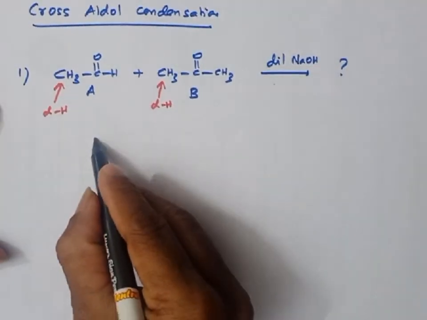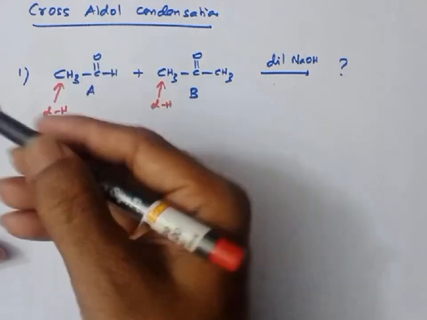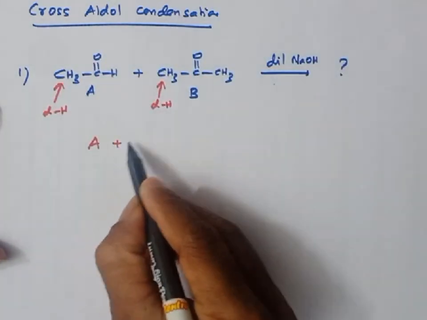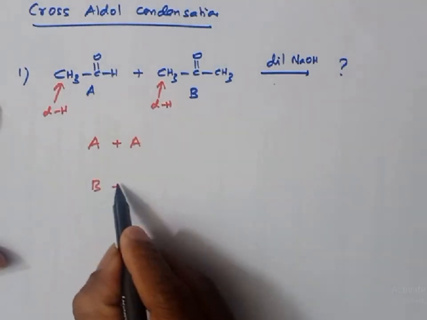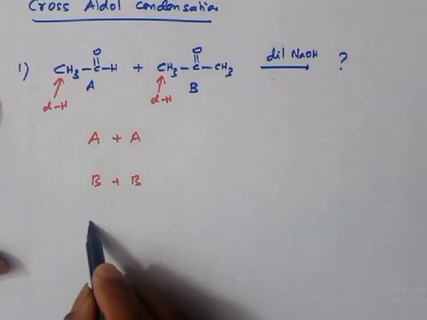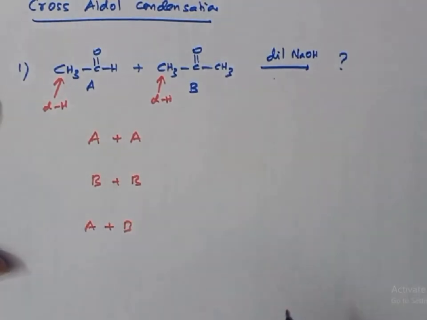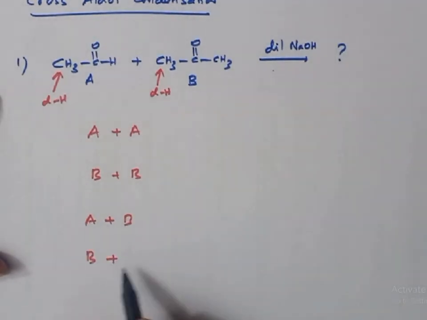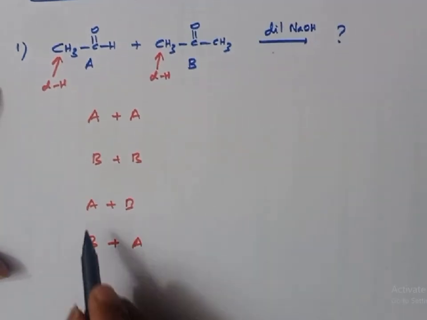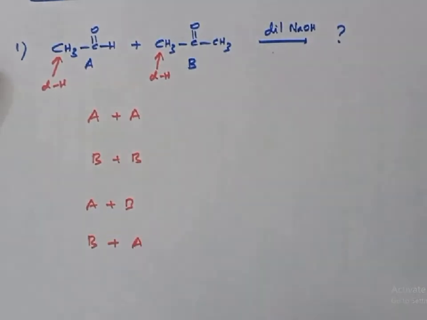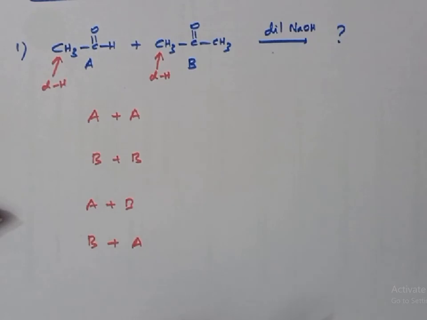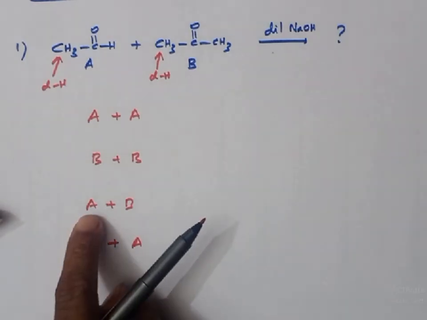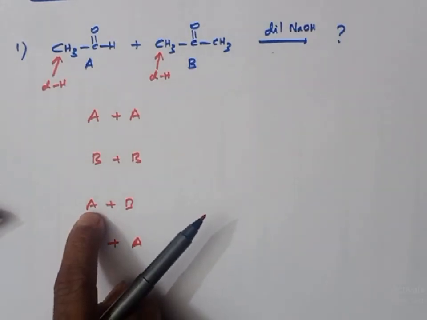What are the possibilities? Since A is capable of undergoing aldol individually, A may react with A, and will give one product. B may react with B, you'll get one product, and A reacts with B, you'll get another product, and B reacts with A, you'll get a different product. See, students, observe carefully. A plus B, B plus A, what is the meaning? Listen, from which compound does OH minus remove H plus? Okay, if H plus is removed from A, you will get the enolate ion of A.